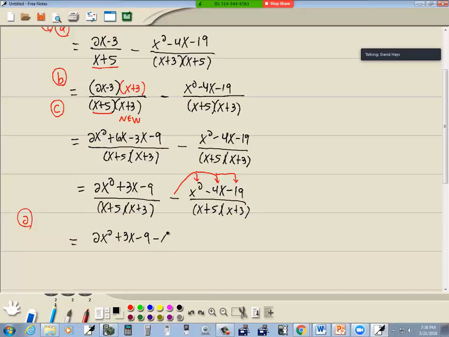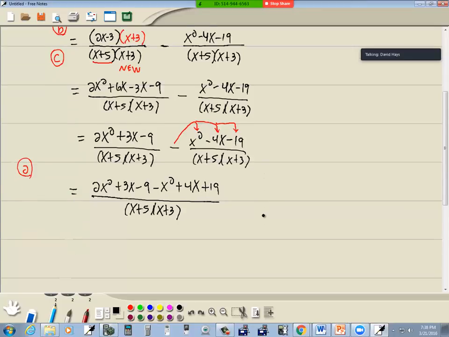So the x squared becomes a negative x squared, the negative 4x becomes a positive 4x, and the negative 19 becomes a positive 19. And our denominator remains as is. Now if you just got a plus between these, then nothing special, you just put all of them together in one numerator.